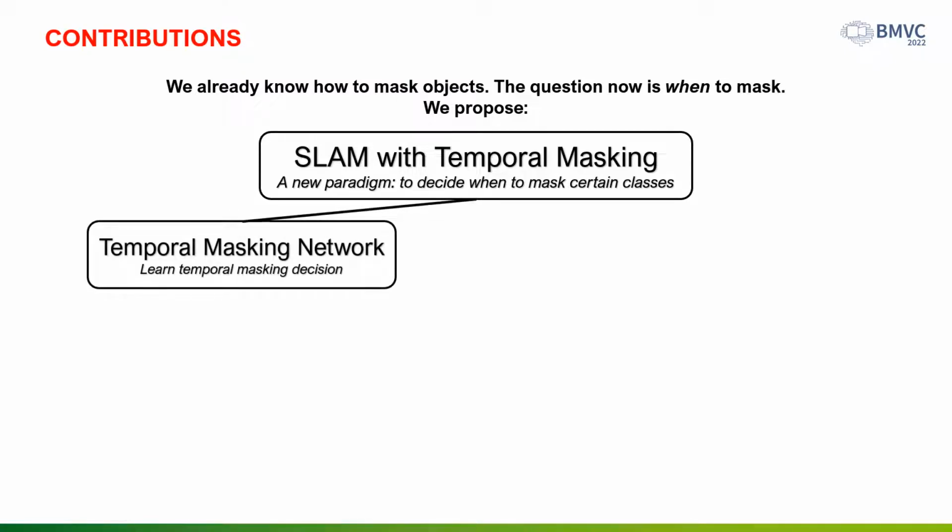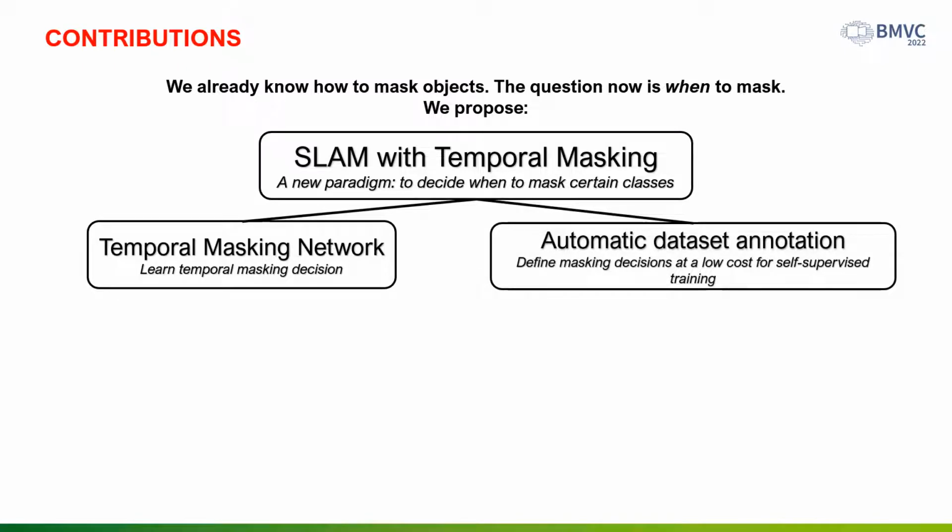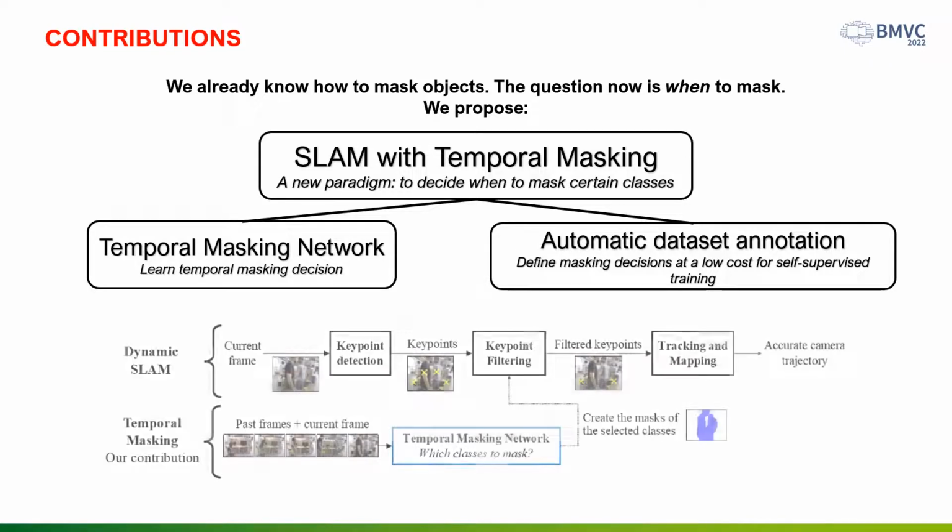First, we propose the temporal masking network, which is a network that learns temporal masking decisions to mask or not a certain class. Then we propose a method to achieve automatic dataset annotation, since we need to train our networks at a low cost, meaning that we can use self-supervision.